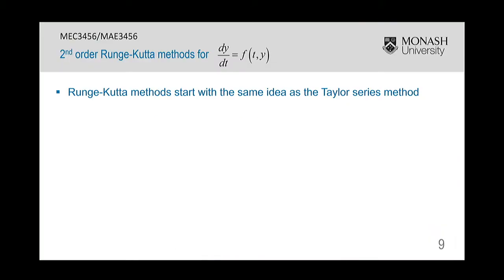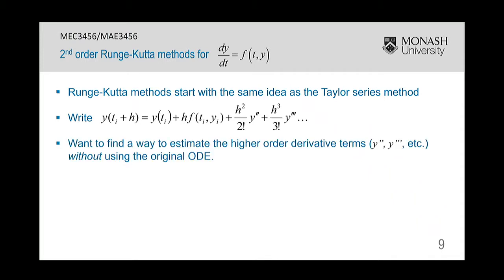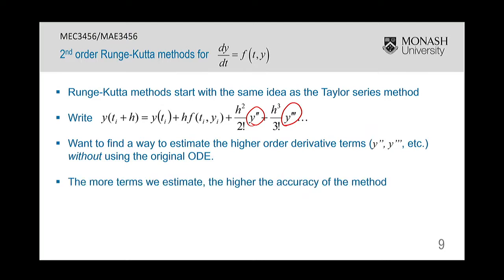So the Runge-Kutta methods start with the same basic idea as the Taylor series method. We write the solution that we would like to find, y of ti plus h, as a Taylor series expanded about the point ti. So that's just the Taylor series written out again. What we want to do this time, however, unlike in the Taylor series method, is to estimate these higher order derivative terms without using the original ODE. So we don't want to know what that right hand side is. We somehow want to do this differently. Of course, the more terms we estimate, the higher the accuracy of the method.